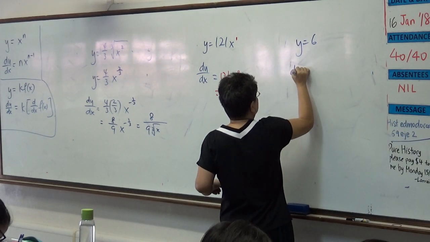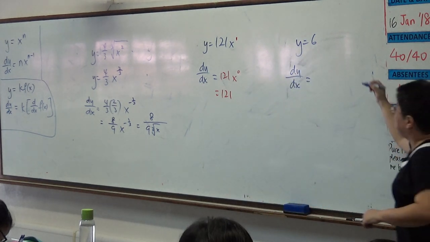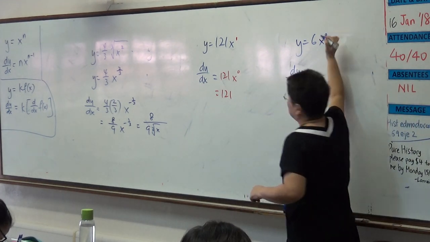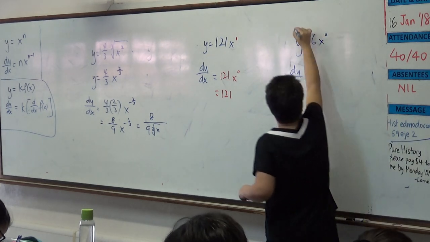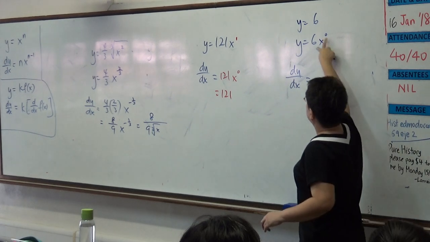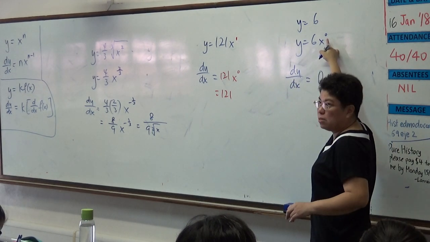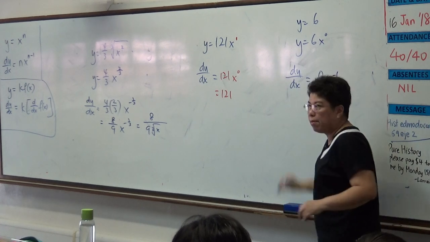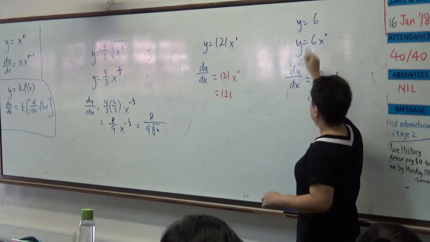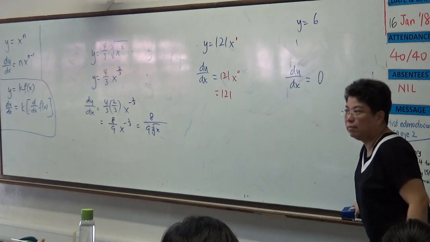y equals 6. This is a constant. Do you agree this one is x power 0? y equals 6 is the same as 6 times x power 0, right? So, 0 times 6 is 0. x to the power 0 minus 1, it's still 0, right? Okay. So, when you differentiate a constant, the answer is what? 0.